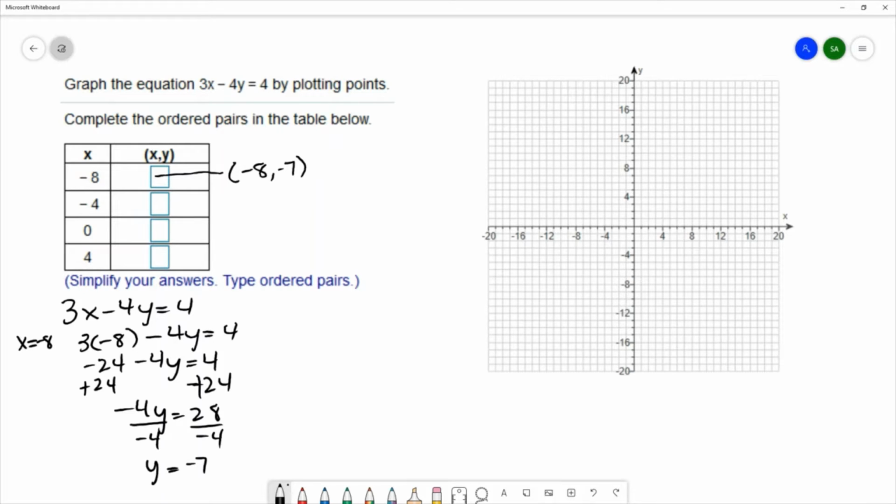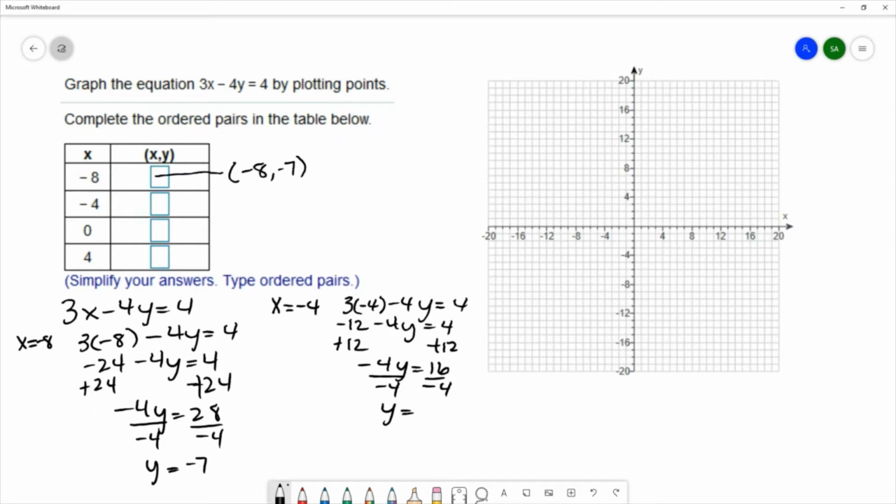I'm going to do the same thing for the next x value, which is x equals -4. I'll substitute -4 in for x. That's 3 times -4 minus 4 times y equals 4. 3 times -4 is -12. And now I'll solve for y. I add 12 to both sides, giving me -4y equals 16. Divide both sides by -4, and y equals -4. So that gives the ordered pair -4, -4.